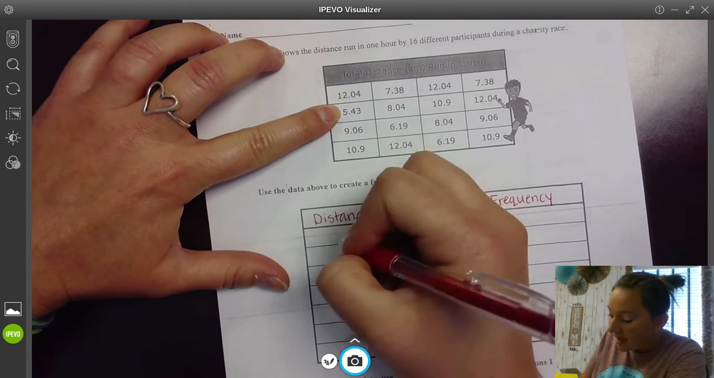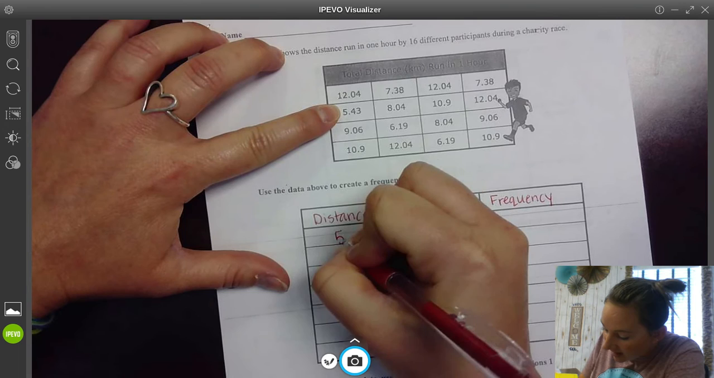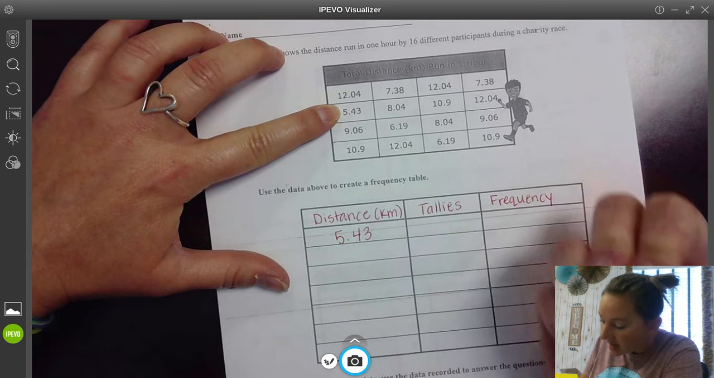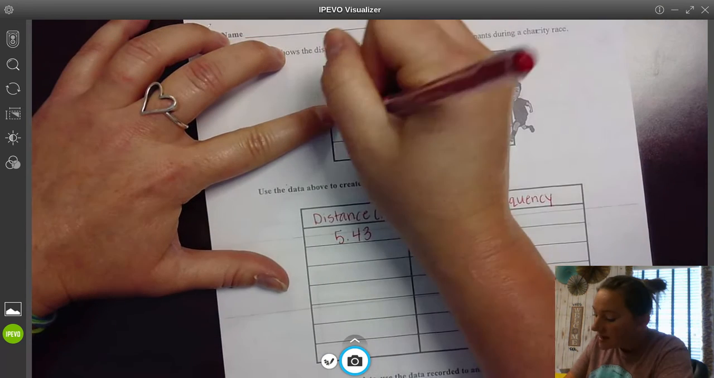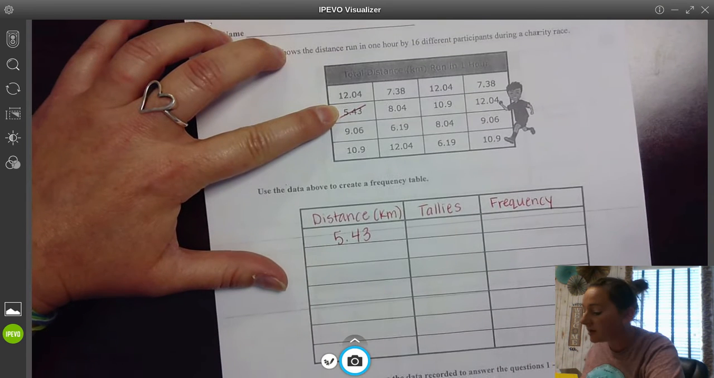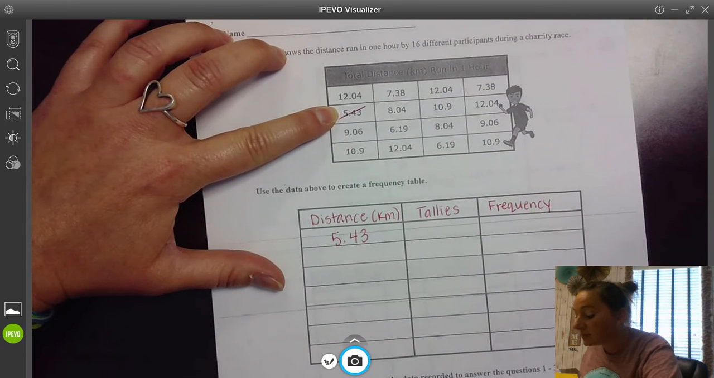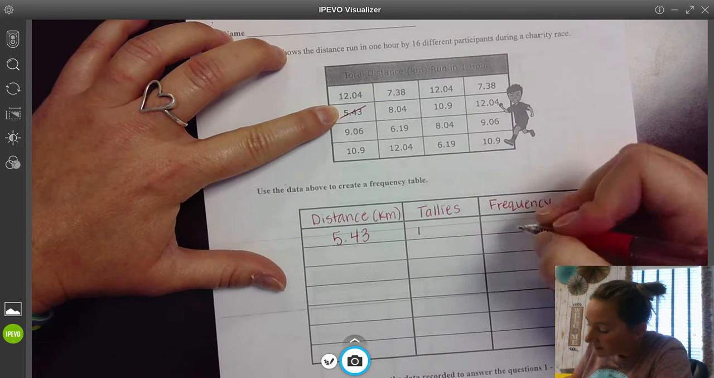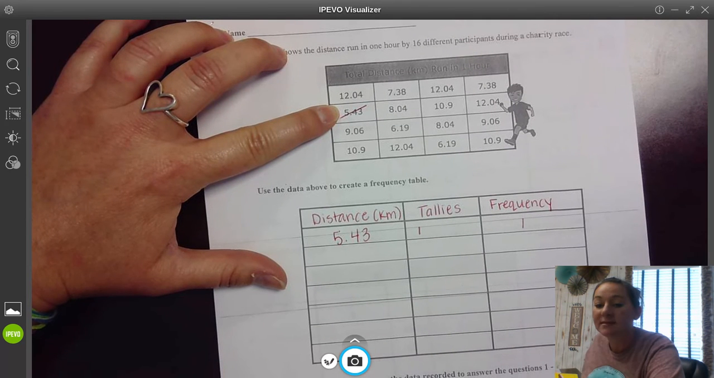So we have our distance is 5 and 43 hundredths of a kilometer. And I cross it out as I do it, so I know that I've already used that number. And that was only used once, okay? So I only have it one time. So how frequently? Just once.